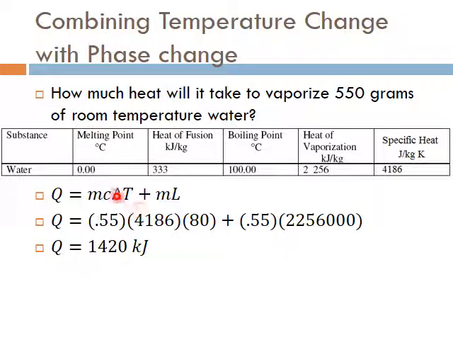Oh, delta T, how did I know my delta T? Remember, I started at 20 degrees Celsius. I went up to 100. I need to increase by 80 in order to get to the boiling point. That's how I figured out the delta T. And then we can plug and chug, and we get apparently 1,400 kilojoules of energy it takes.